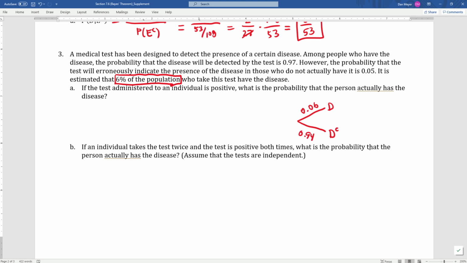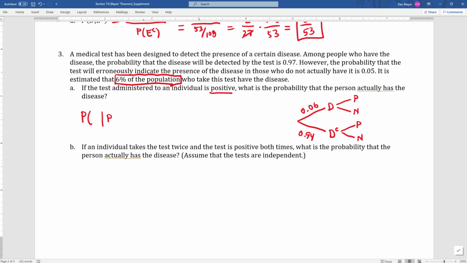Now, in part A, for the person who has the disease, there's two things that can happen. Either they get a positive test or a negative test. Same thing for the person who doesn't have the disease. In part A, it says if the test administered to an individual is positive, that's our conditional event. So we're doing a conditional probability given that the test is positive.